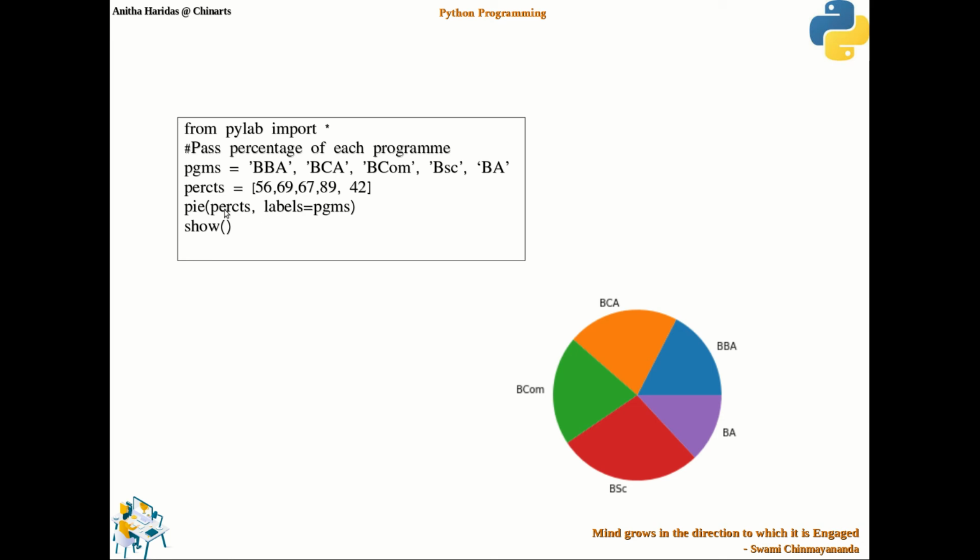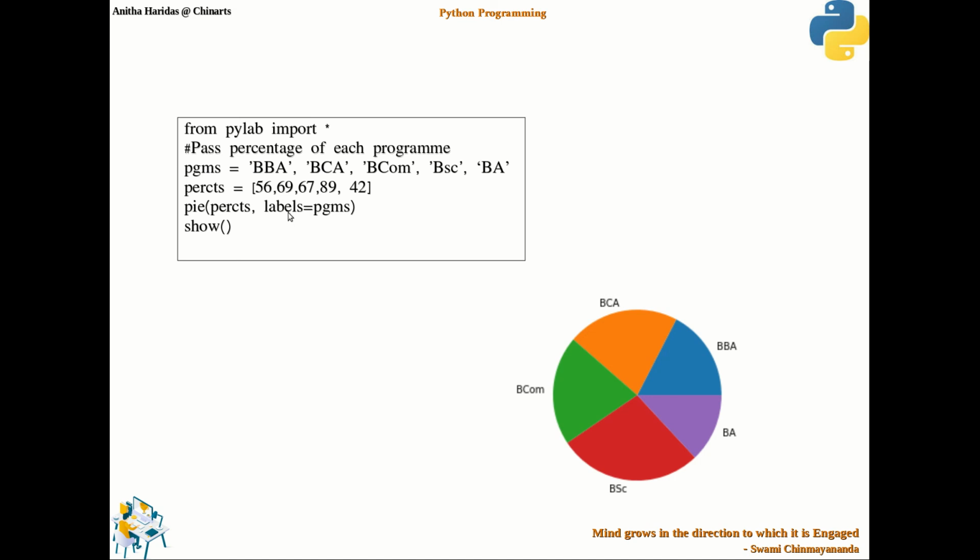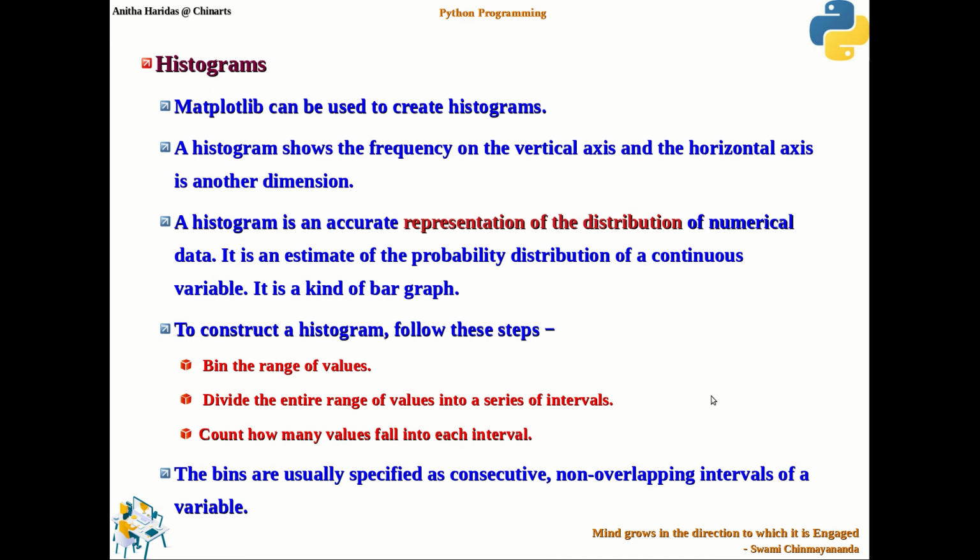The first argument shows the fractions of the pie chart, the percentages of different items, and the names are given as the second argument, in the parameter called labels. So if you give just this particular function, it will create a pie chart for you, right?